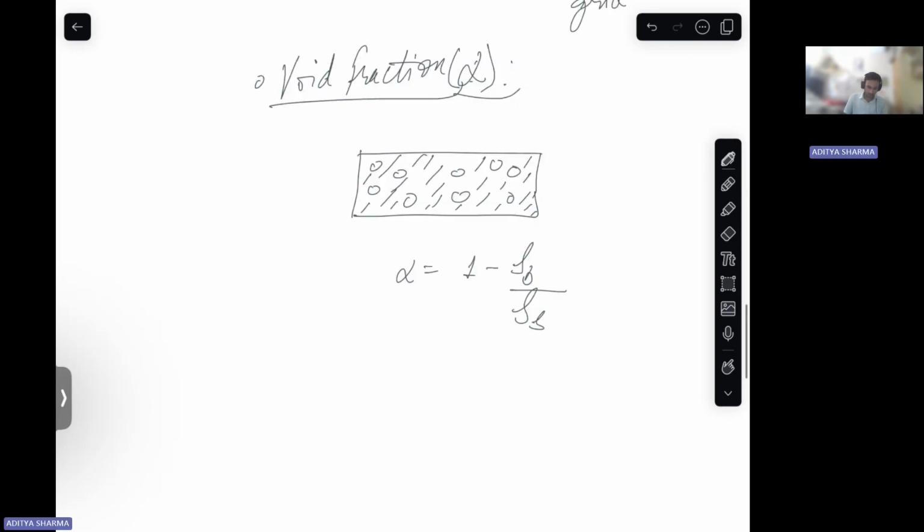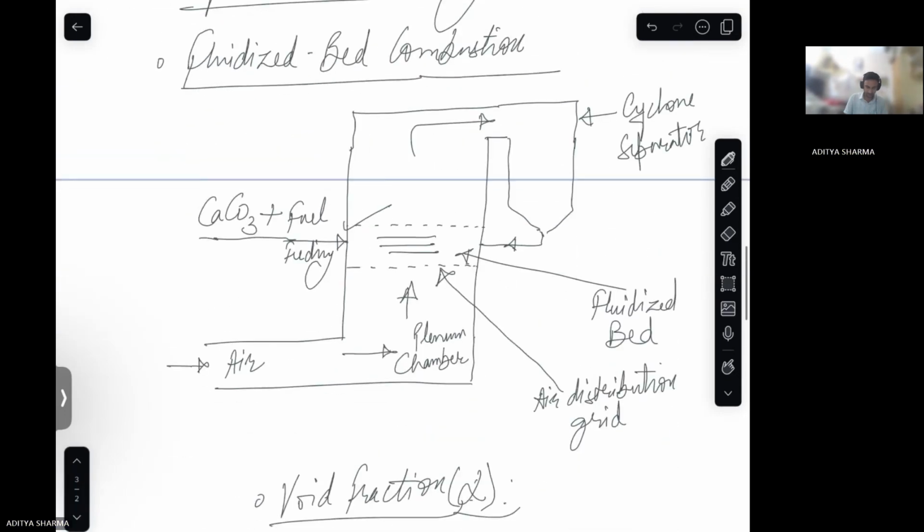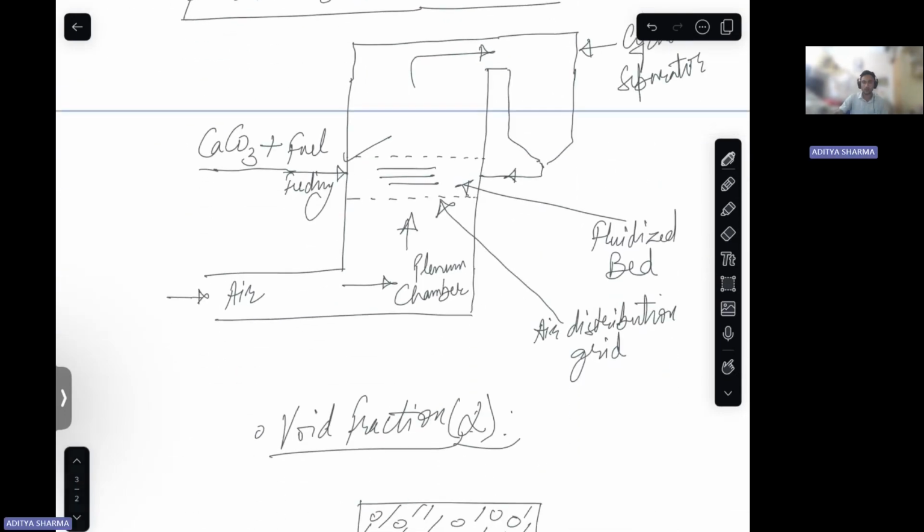Okay. So this was your fluidized bed. Now we shall move towards questions.